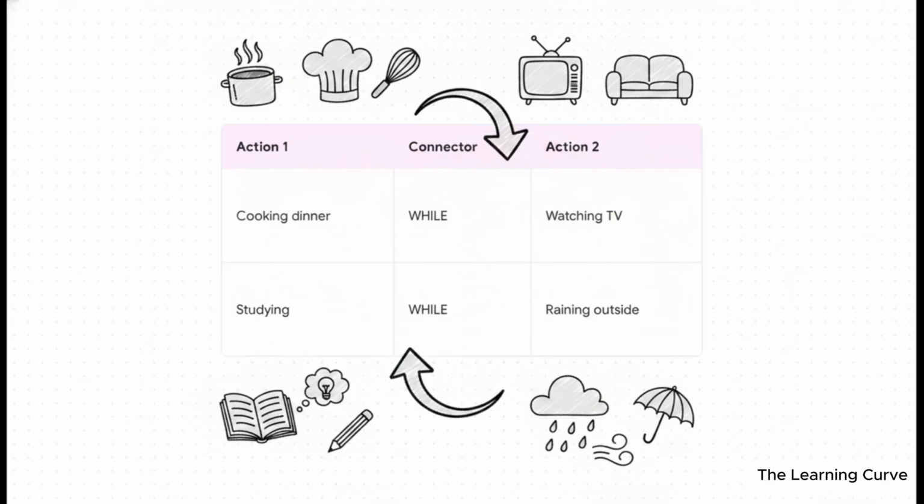Look at that first row. I was cooking dinner while my husband was watching TV. Two continuous ongoing processes harmoniously sharing the exact same time frame. Or the second row. They were studying while it was raining outside. With this, you aren't just stating facts anymore. You are actively setting a mood and a whole scene for your listener.